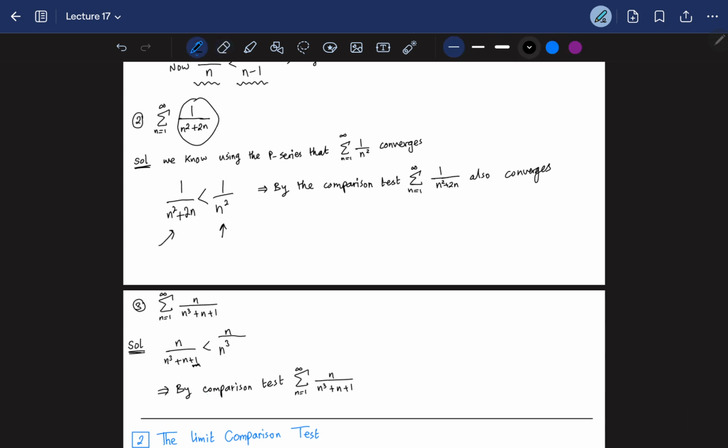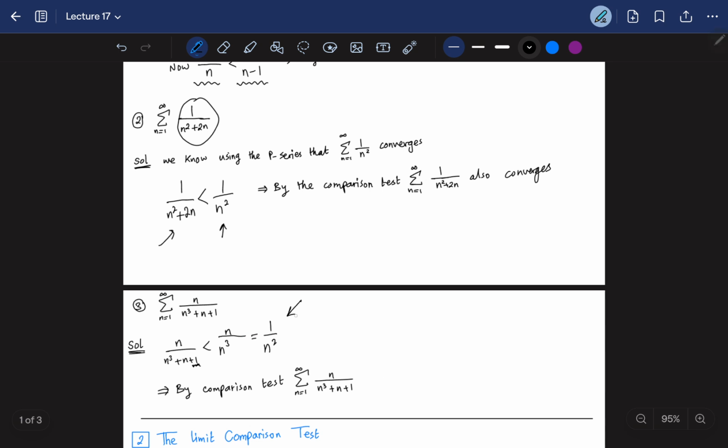So let's remove n plus 1. This is positive. If I take it out, my inequality is still correct. Now I made my denominator smaller, so my fraction became bigger. So here, once you simplify, you're going to get 1 over n squared.